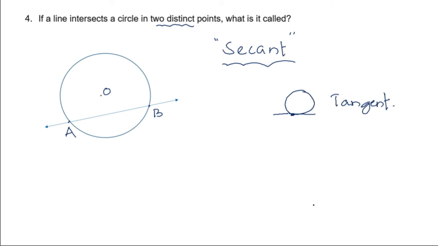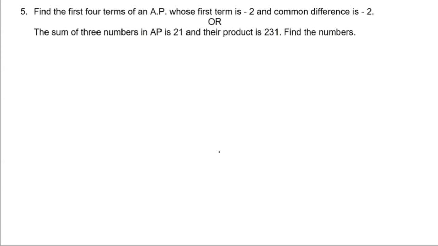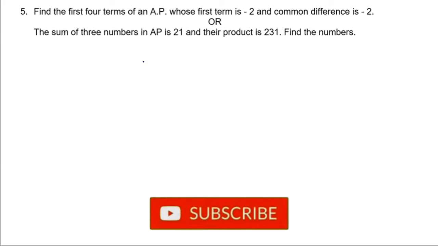Let me take up one more question. Question number 5. Find the first four terms of an arithmetic progression whose first term is -2 and common difference is -2. For this question, there is one internal choice. Again, the question is from arithmetic progression. The sum of three numbers of arithmetic progression is 21 and their product is 231. Find the numbers. Let me solve both of them.